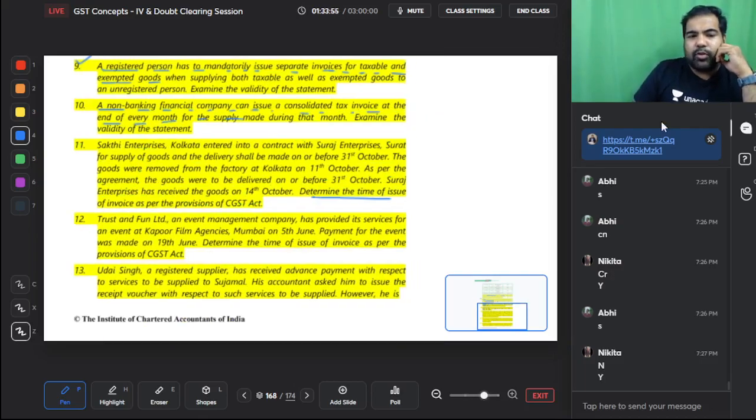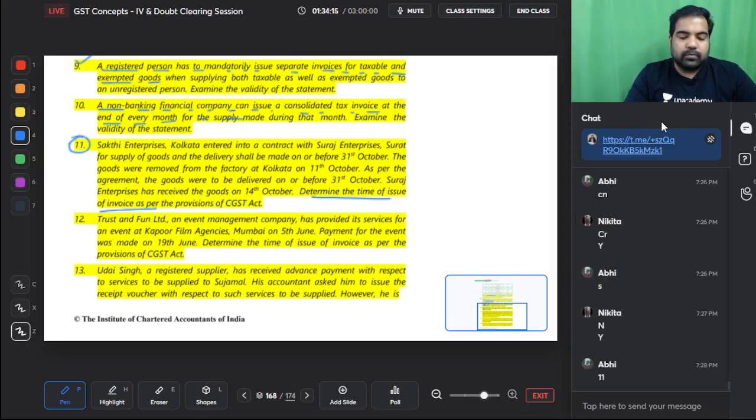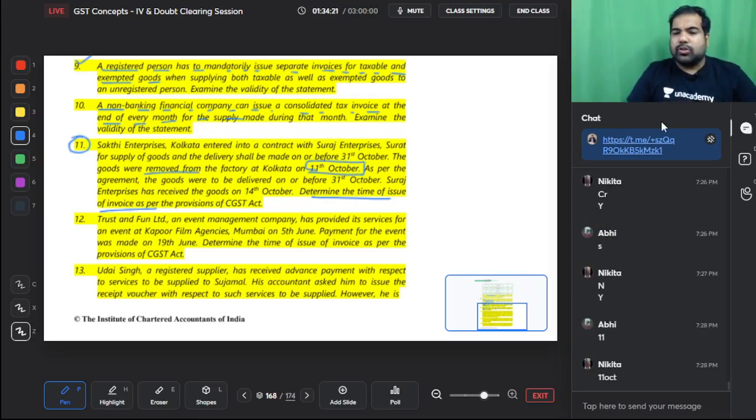Determine the time of issue of invoice. Due date, guys. Over to you all. Question number 11. Due date of invoice. Excellent. 11th of October is when the goods were removed. So that is the due date of invoice. Nikita, Abhi, good job.